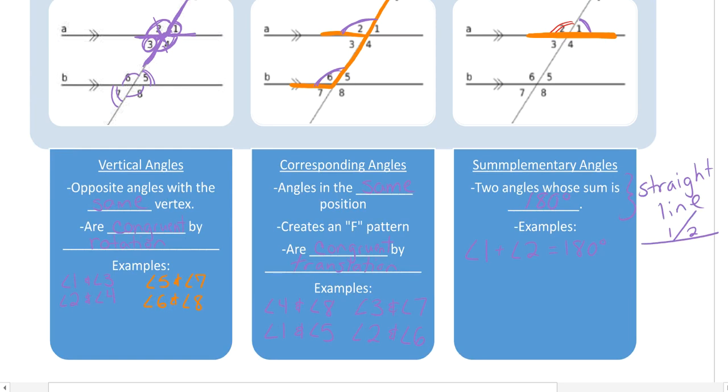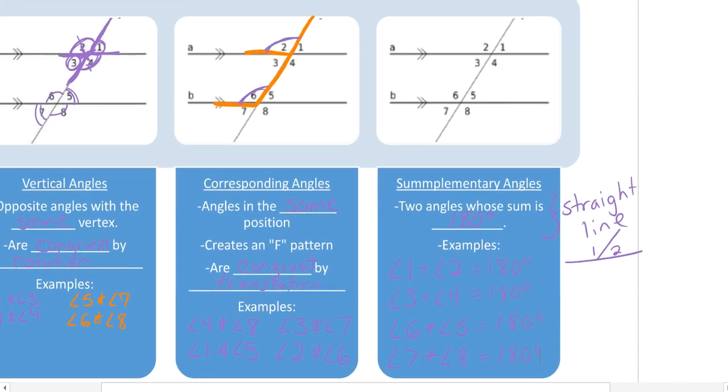If I look below my parallel line A, I can see that 3 and 4 are also along that same line. So angle 3 plus angle 4 is also going to equal 180 degrees. And if I jump into line B, I can see that angle 6 plus angle 5 also are going to be 180 degrees. And angle 7 plus angle 8 is going to equal 180 degrees.